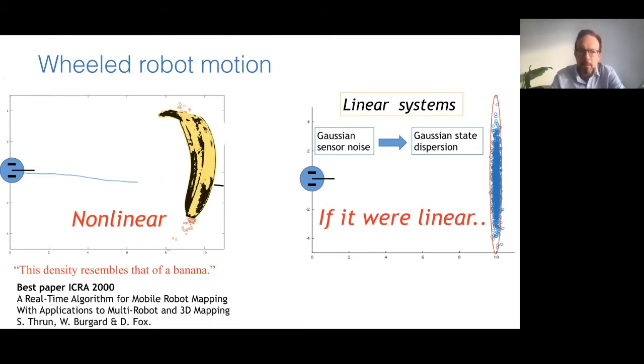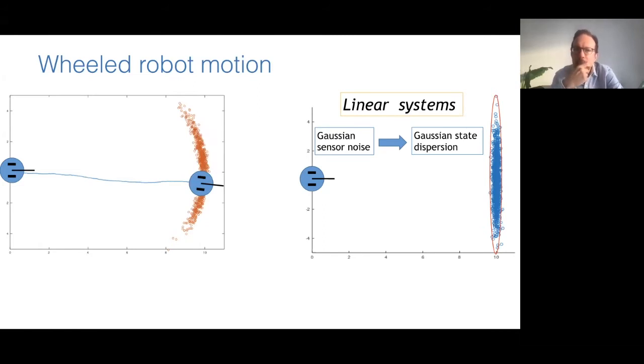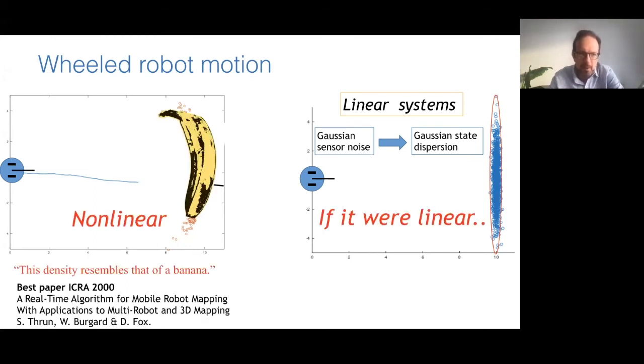And this would be fine because we have many tools to accommodate Gaussian distributions in state estimation. But the distribution that you observe on the left there is not Gaussian. And if you think about it, it resembles a banana.